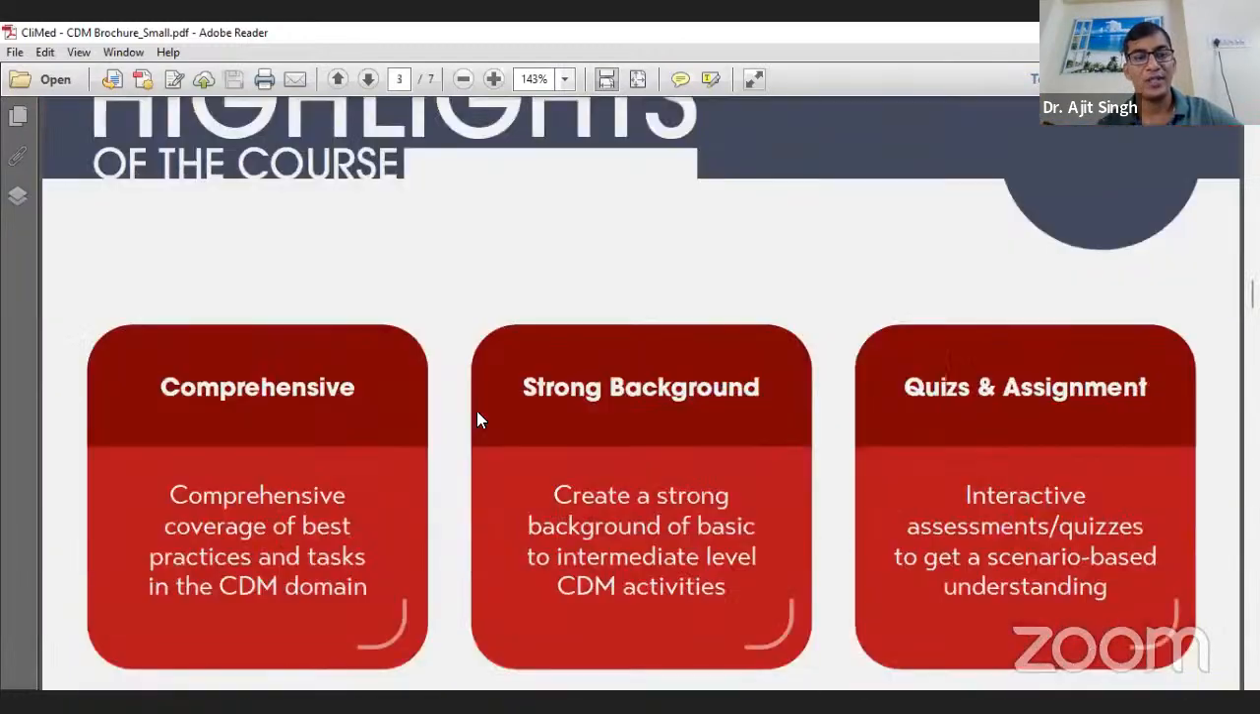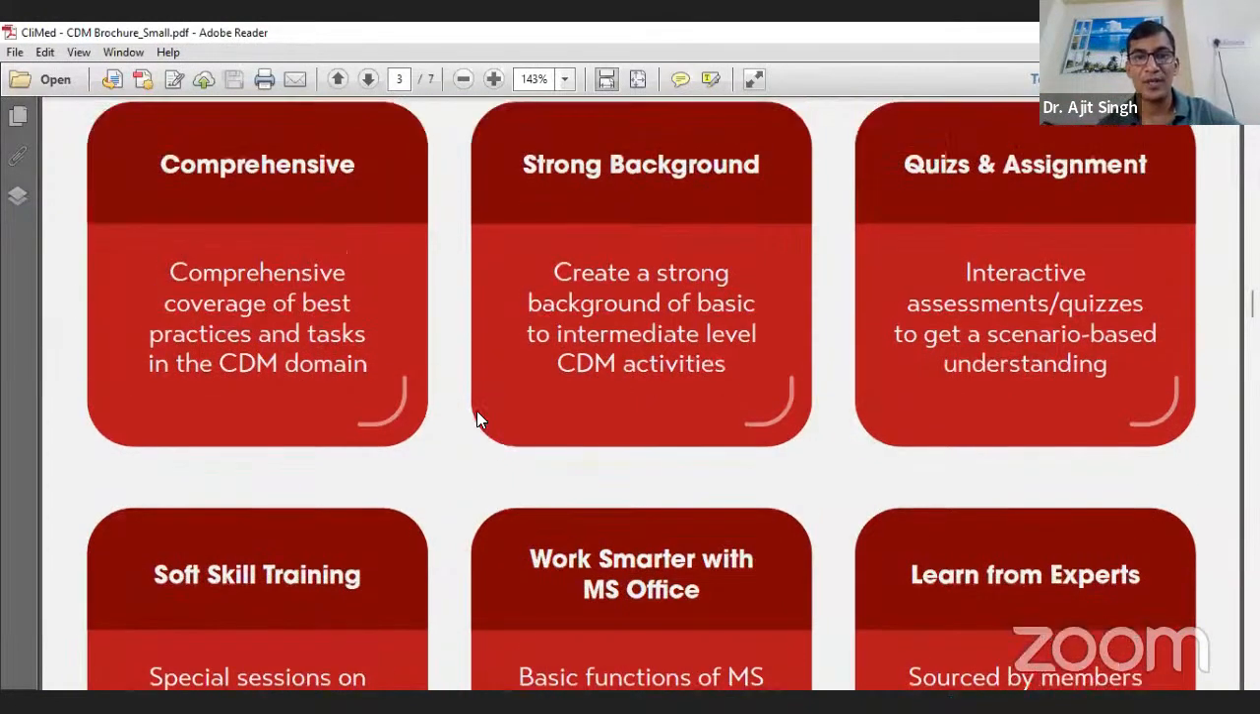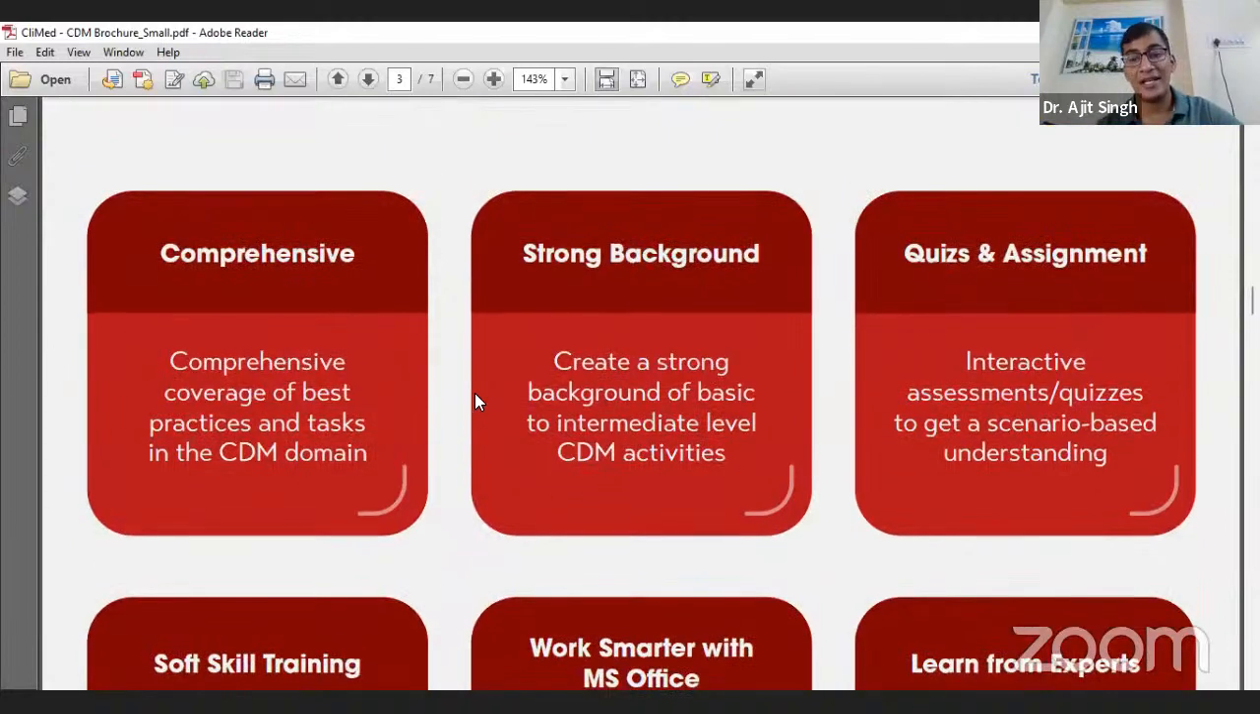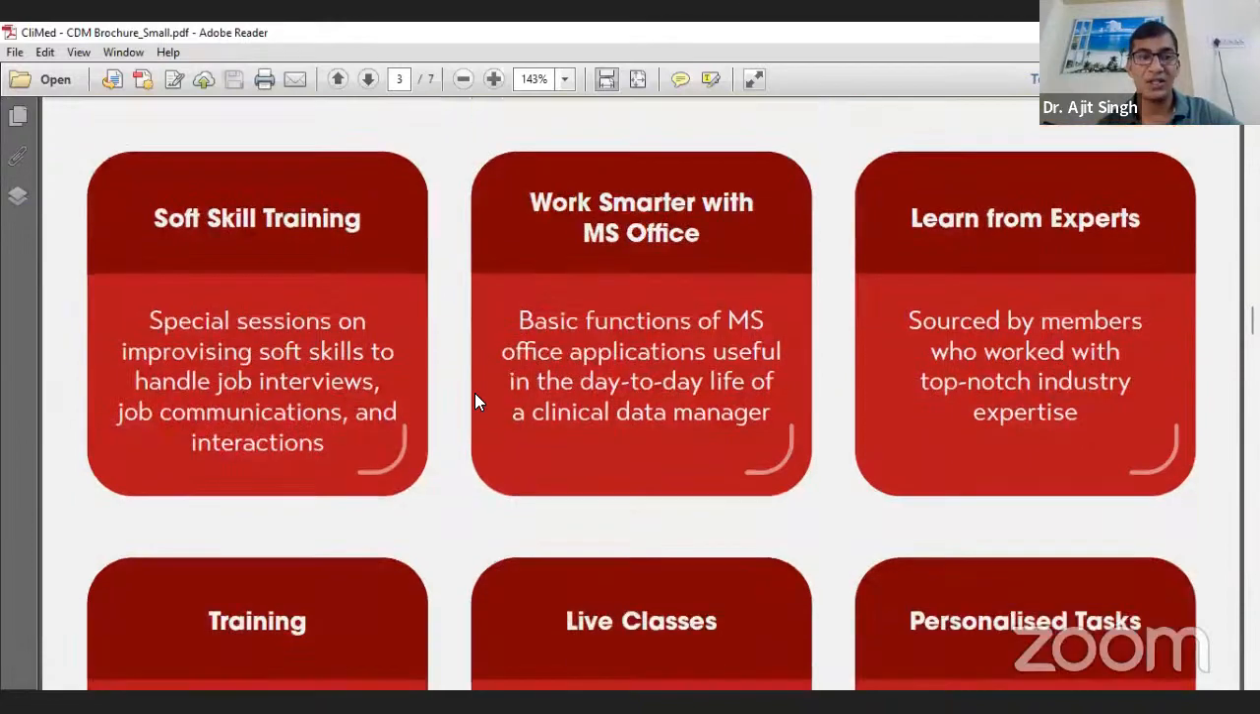And you can see, this is comprehensive. It is comprehensive coverage of the best practices and tasks in the CDM domain. As I told you, it includes everything from the basics to the intermediate level of CDM activities. You will be getting quizzes and assignments. I told you it will include all the industrial things also.